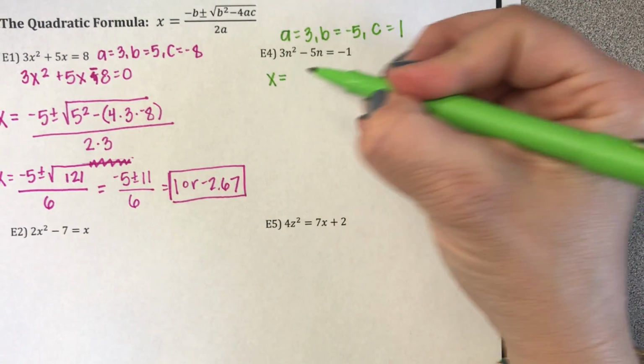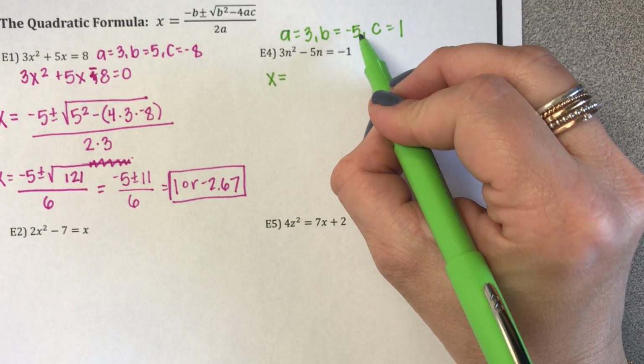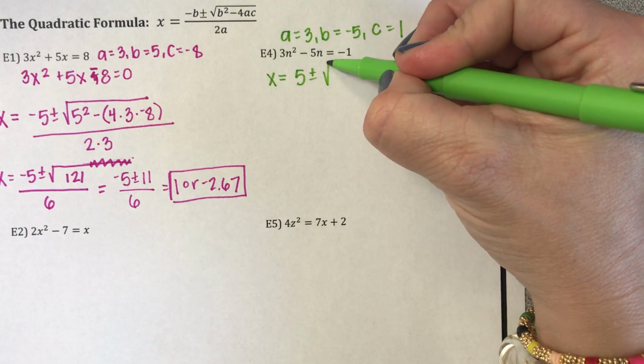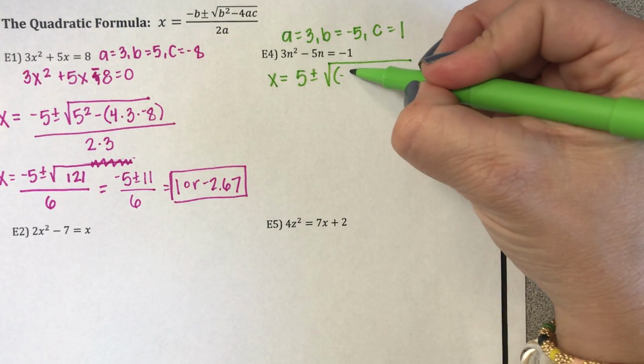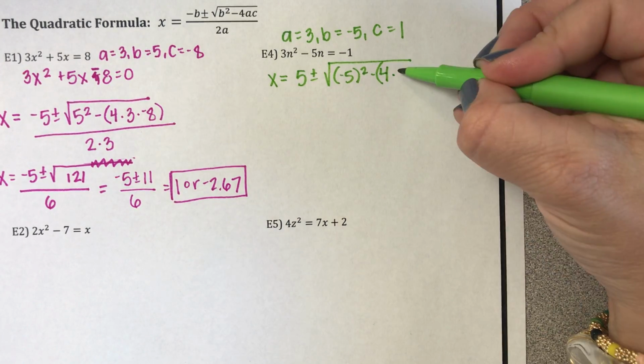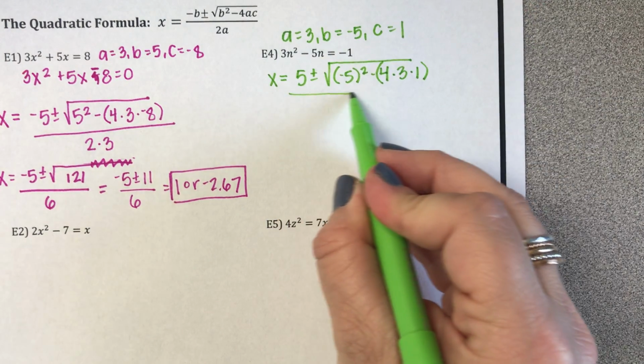Get excited. So x equals negative b. Well, what if b is already negative? It's going to make it positive. Plus or minus the square root b squared minus 4 times a times c all over 2a.